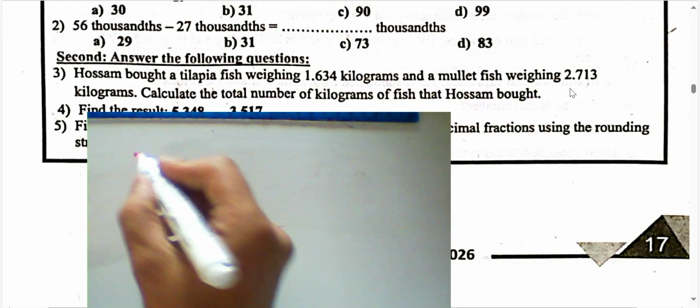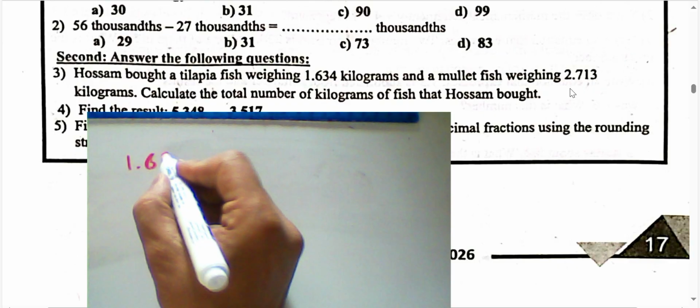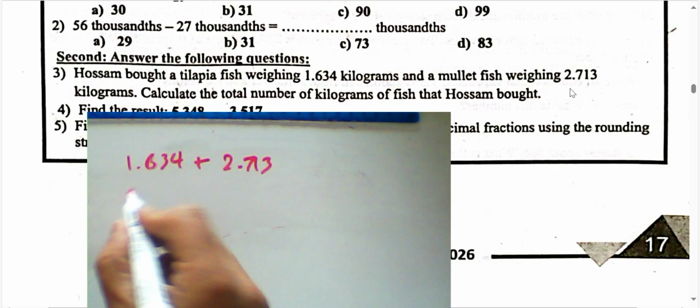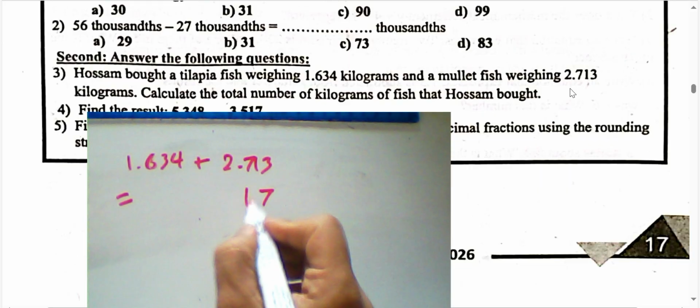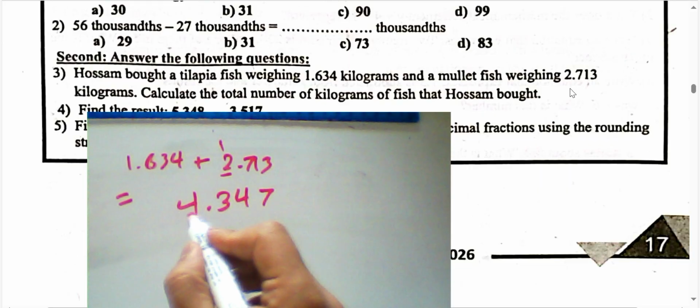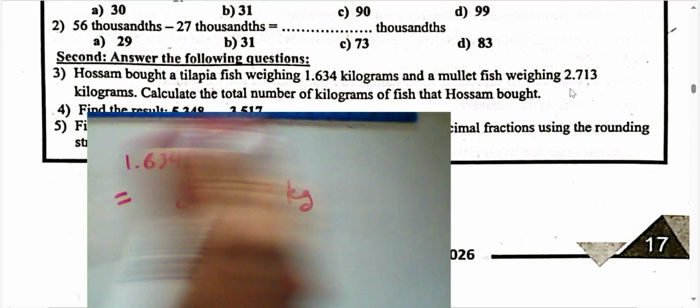Find the total of the weight of the first fish and the second fish: 1.634 plus 2.71 and 3. 3 plus 4 is 7, 1 plus 3 equals 4, 7 plus 6 is 13, 3 and carry 1, 3 plus 1 equals 4. That is the answer.